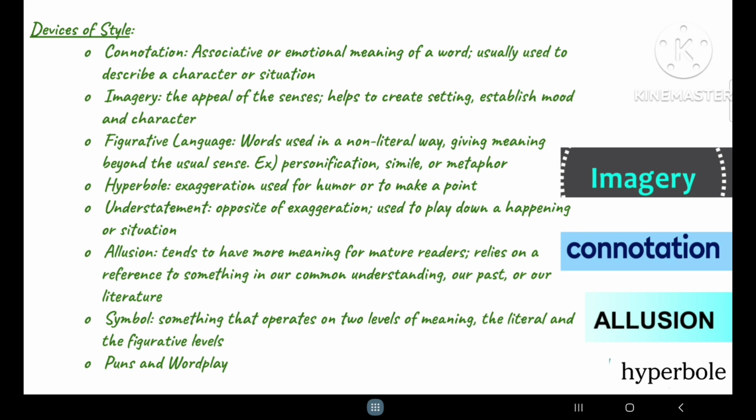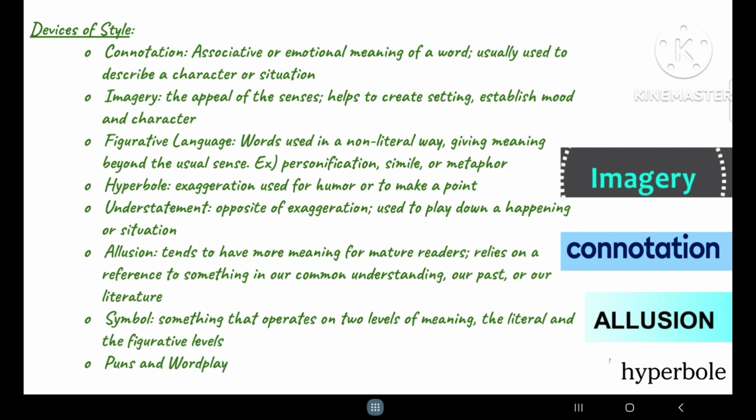Hyperbole. It is the exaggeration used for humor or to make a point. Understatement. Understatement is the opposite of exaggeration, used to play down a happening or situation. Allusion. Allusion tends to have more meaning for mature readers, and relies on a reference to something in our common understanding, our past, or our literature.